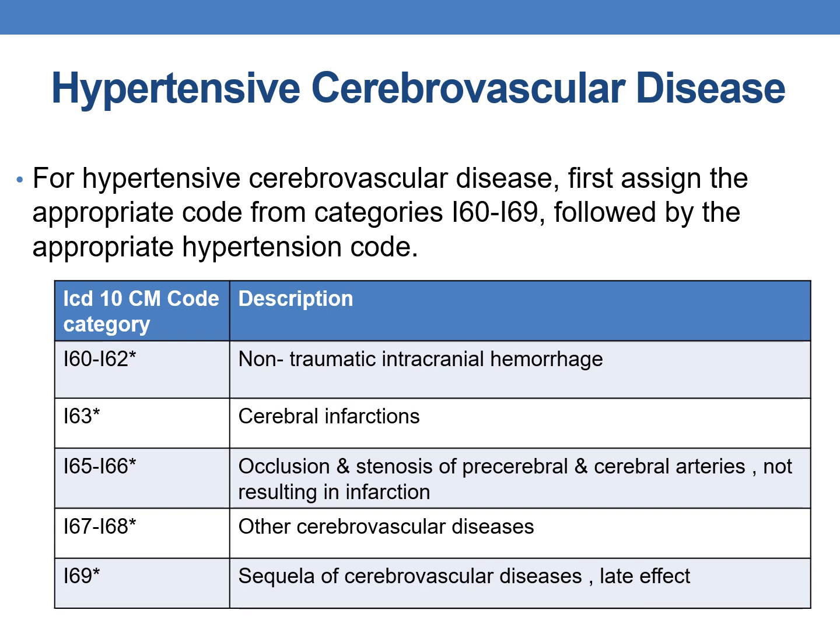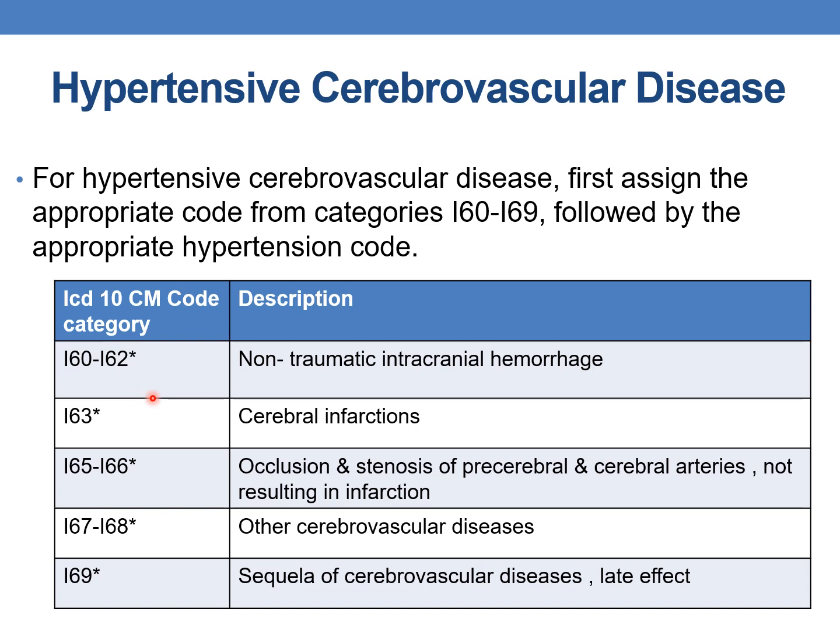For hypertensive cerebrovascular disease, first assign the appropriate codes from the category I60 to I69. The categories I60 to I69 deal with cerebrovascular diseases. So, in order to code hypertensive cerebrovascular disease, first you need to assign the appropriate code from the category I60 to I69, followed by the appropriate hypertension code. Here, let us briefly see the descriptions of the categories.